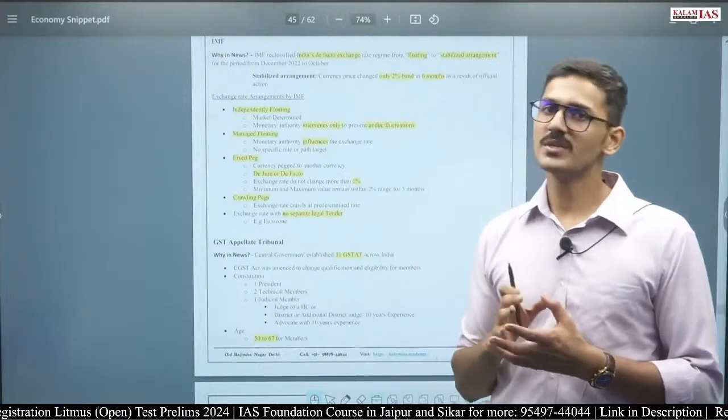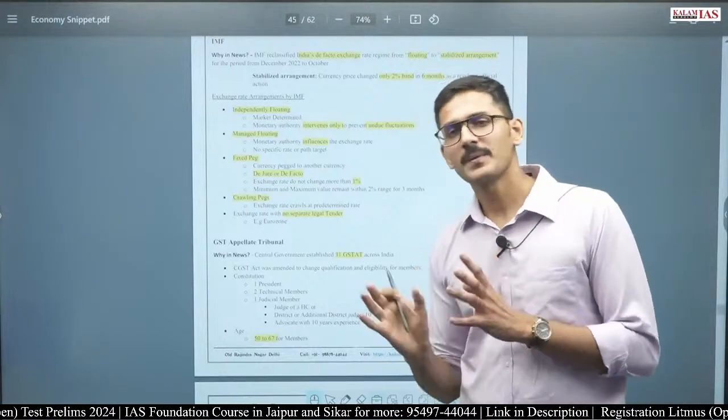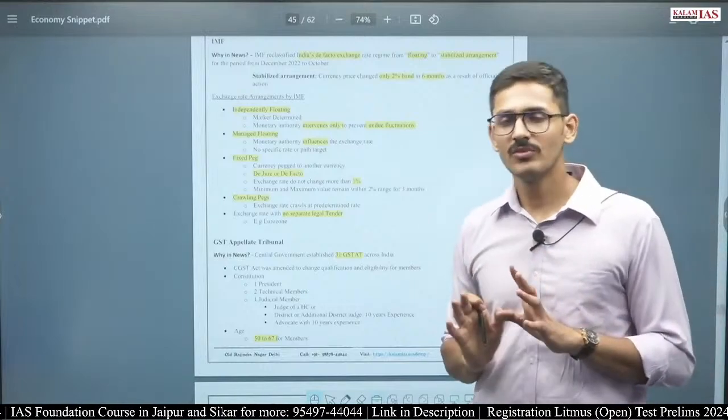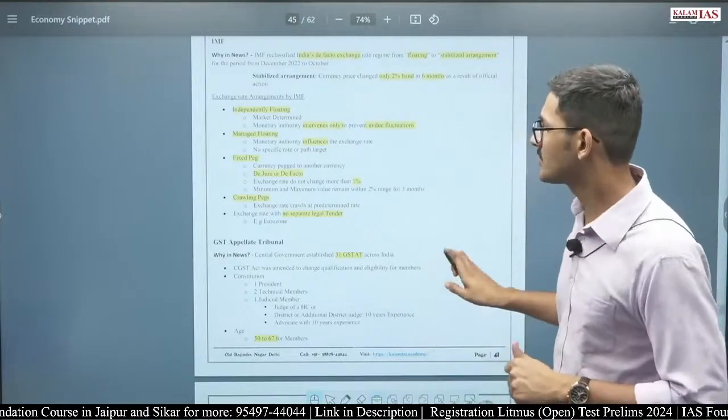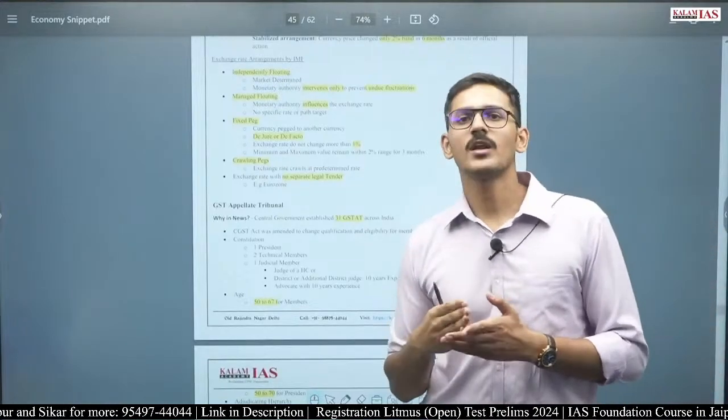For example, Indian rupees will be pegged to US dollar, 80 rupees per dollar, and whenever the price tries to move either way, the RBI will intervene and will try to maintain the price. So that is fixed peg. Crawling peg says that the rate will crawl at a particular fixed rate.